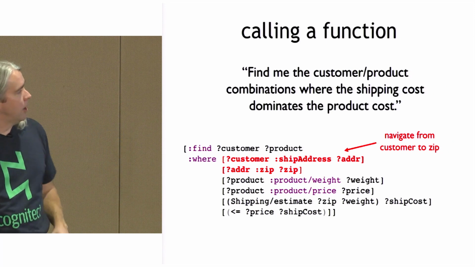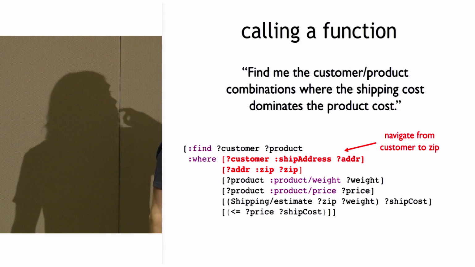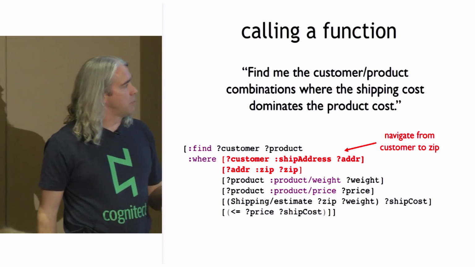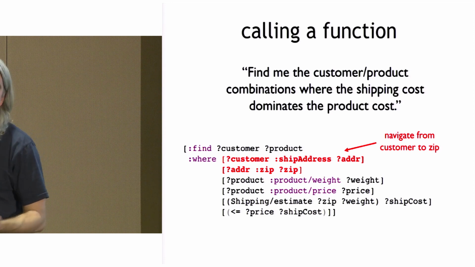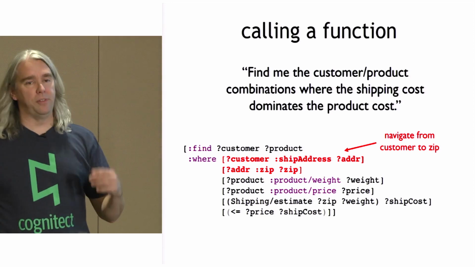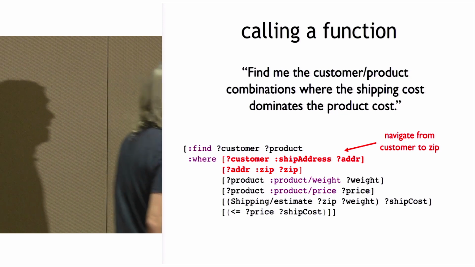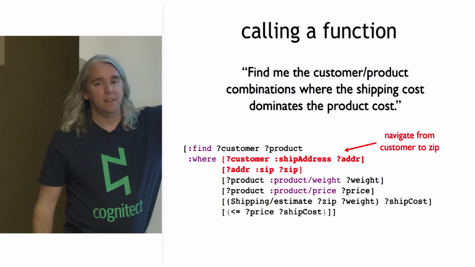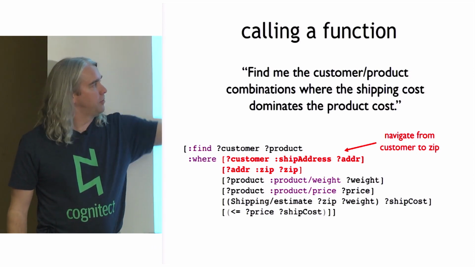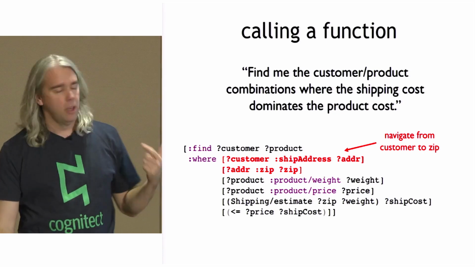So what we're saying here is, I want to find all the customer product combinations where the shipping cost is going to be larger than the product cost. Well, I certainly have to find all the customers and their zip codes. The way we've modeled customers in this system, customers have addresses, addresses have zip codes. So that's going to be a join. So you'll notice here that question mark address appears in two places. So that's a join from customers to their addresses and then addresses to their zips. So at this point in processing the query, we've now bound customer, address, and zip.